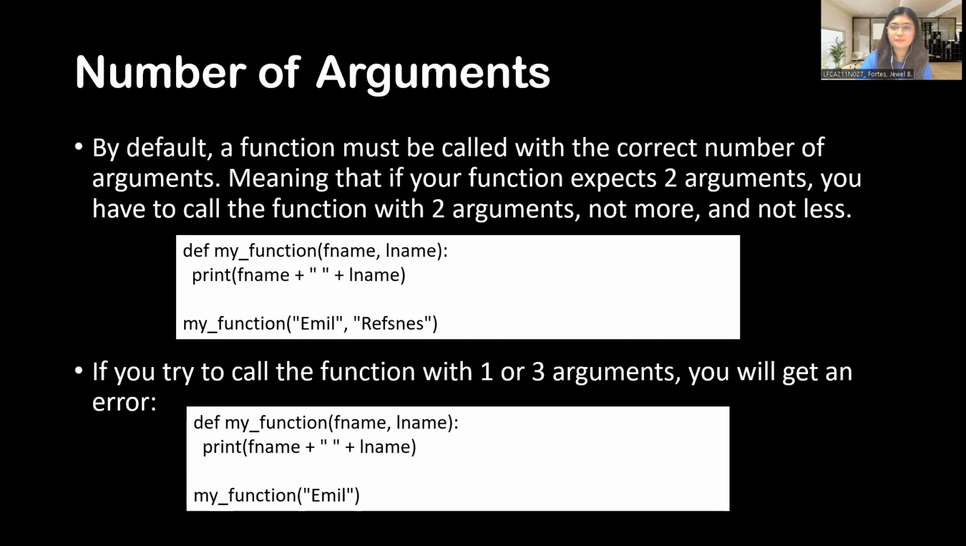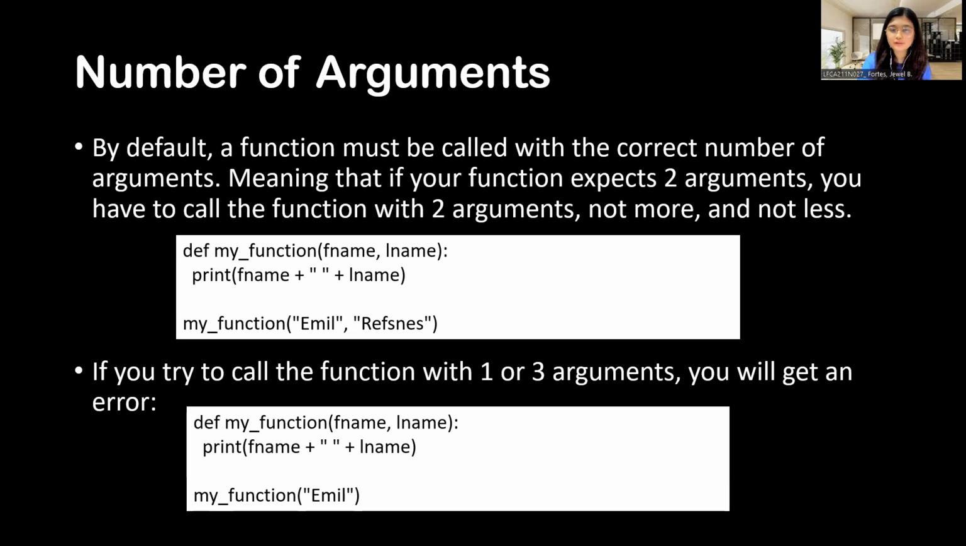By the number of arguments. By default, a function must be called with the correct number of arguments, meaning that if your function expects 2 arguments, you have to call the function with 2 arguments, not more, not less. So, eto yun. That meaning, dapat ang gawin mo lang is, if you expect 2 arguments, you have to call the function with 2 arguments. Hindi ka nasosobra, hindi ka nakukulang.